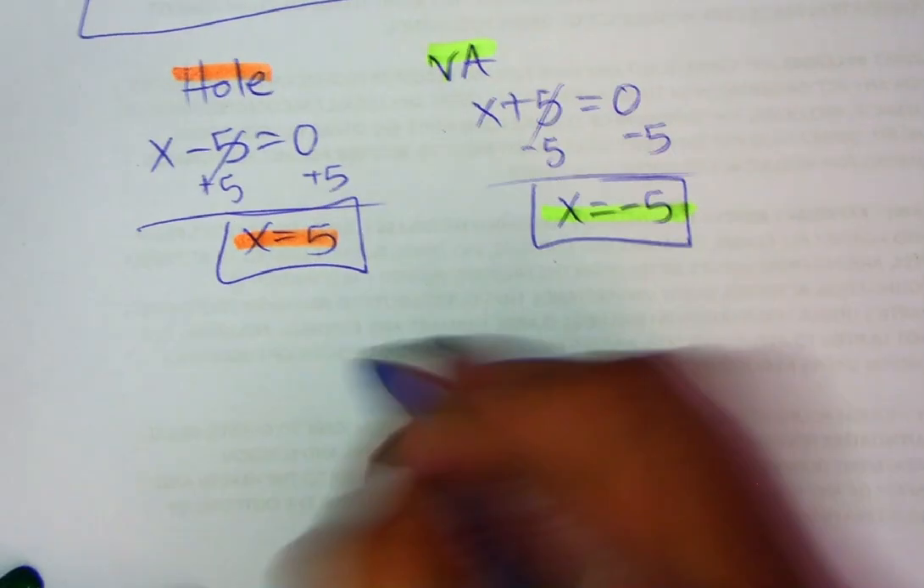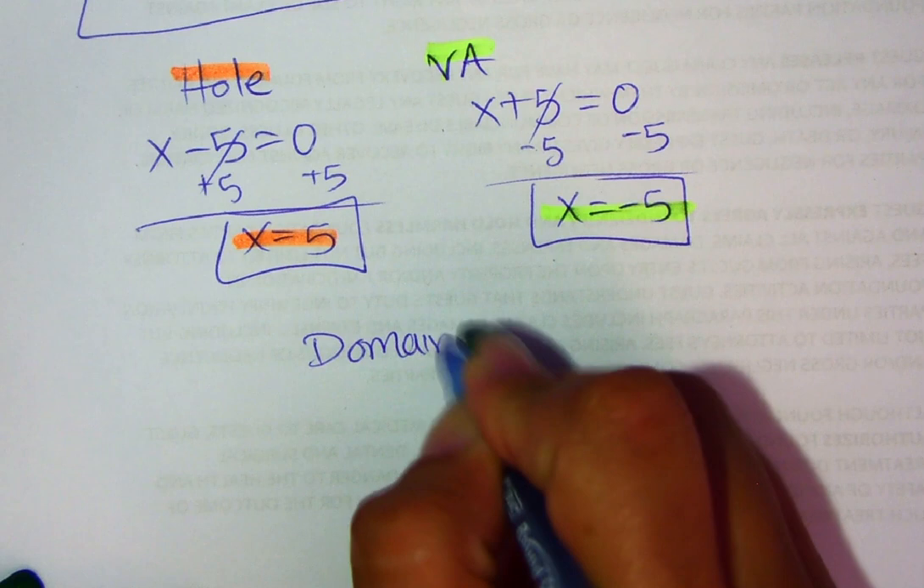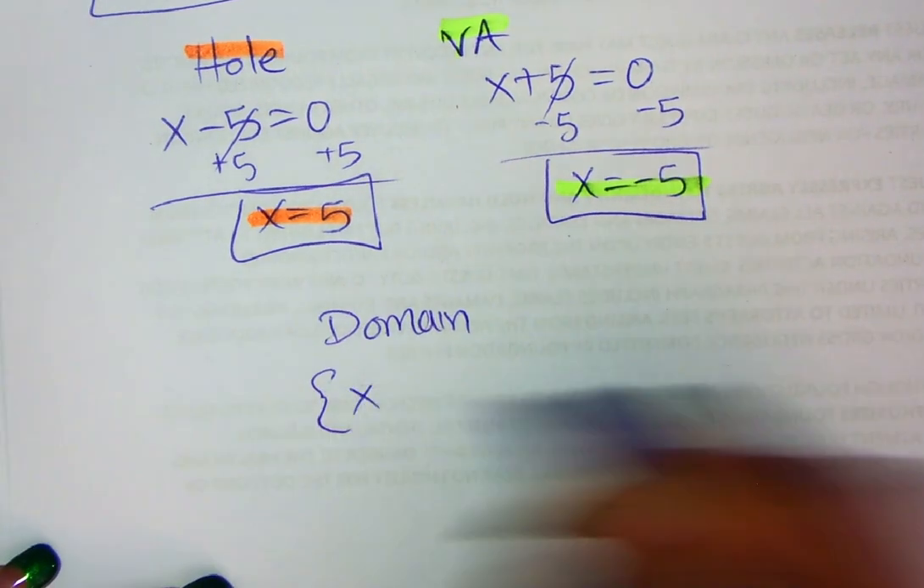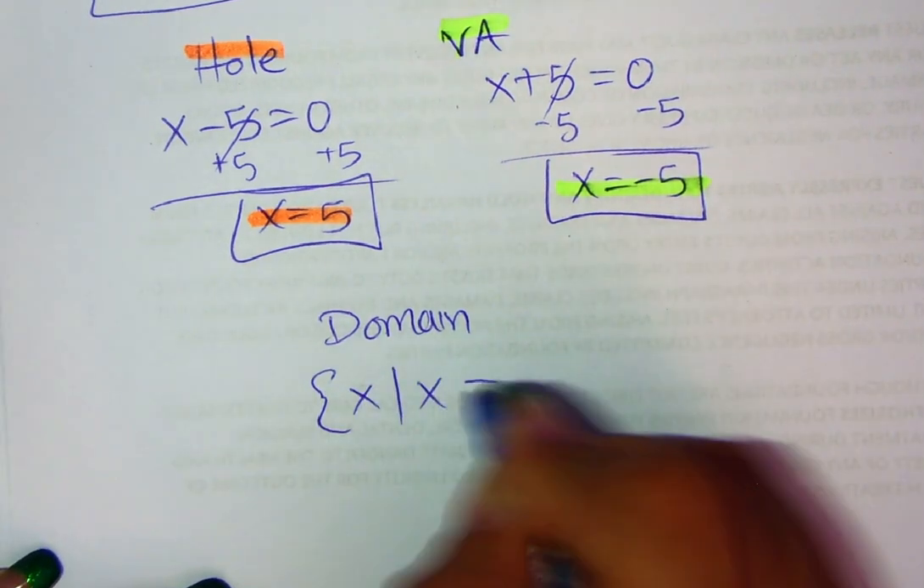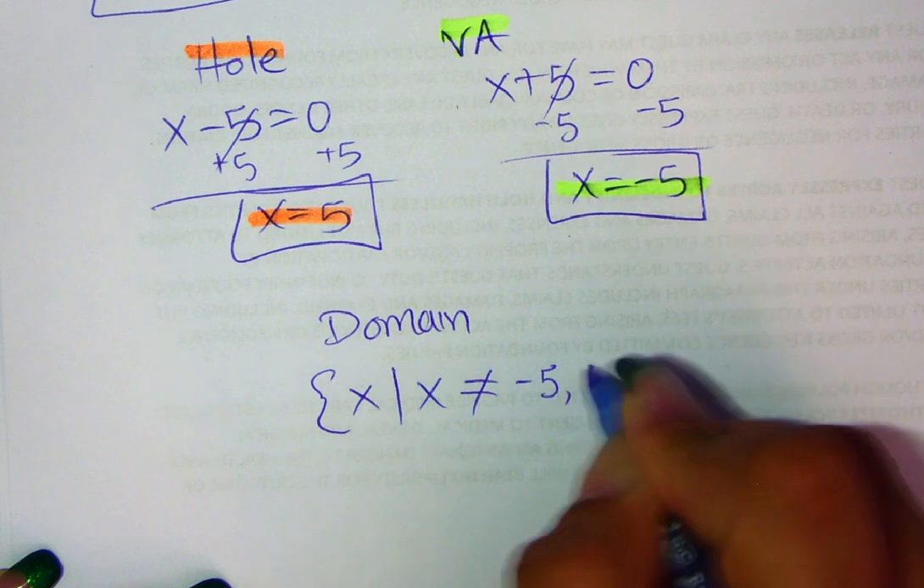And when we finalize this, we're going to specify that our domain is the set of all x values such that x cannot equal -5 and 5.